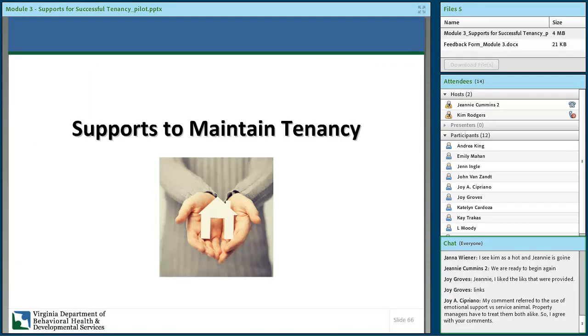All right, now let's take a quick break, and we'd like to open the microphones again to get your feedback on this section regarding supports to obtain housing.